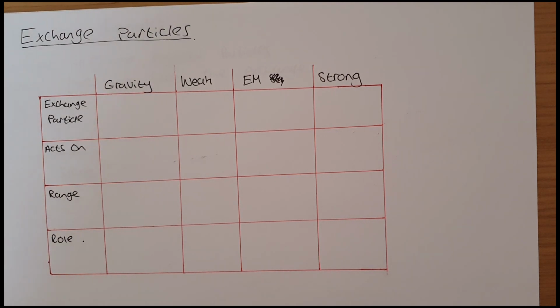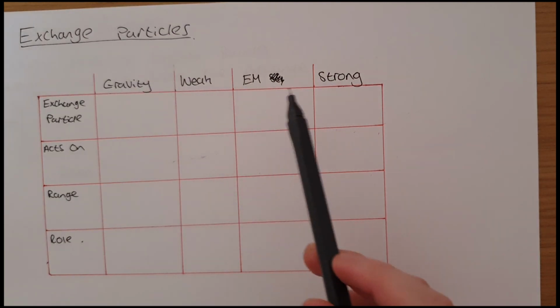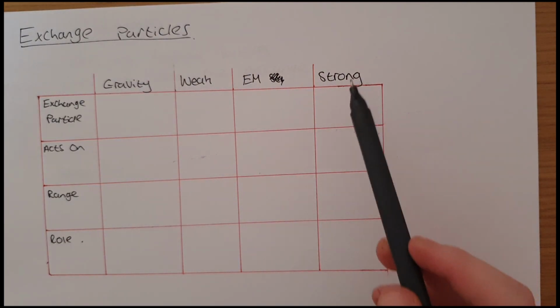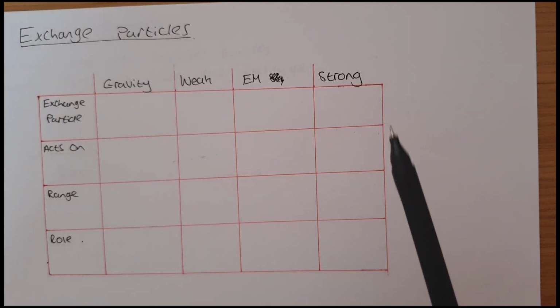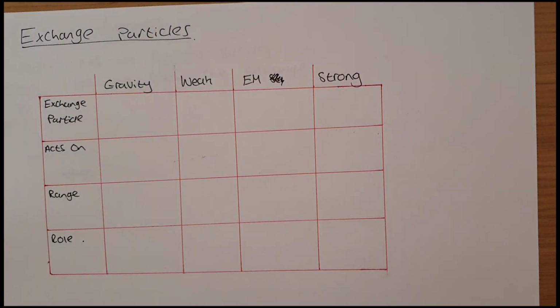Now, there are 4 fundamental forces that govern the universe. We've got gravity, weak, electromagnetic, and the strong. The strong is sometimes called the strong nuclear force, but referred to as the strong interaction. The weak is the weak nuclear force, the weak interaction. So we've got a range of different forces, and they all have different exchange particles. They all act on different things. They all have different ranges, and they all have different roles to govern the universe. So we're going to have a look at these individually and complete this table I have set up.